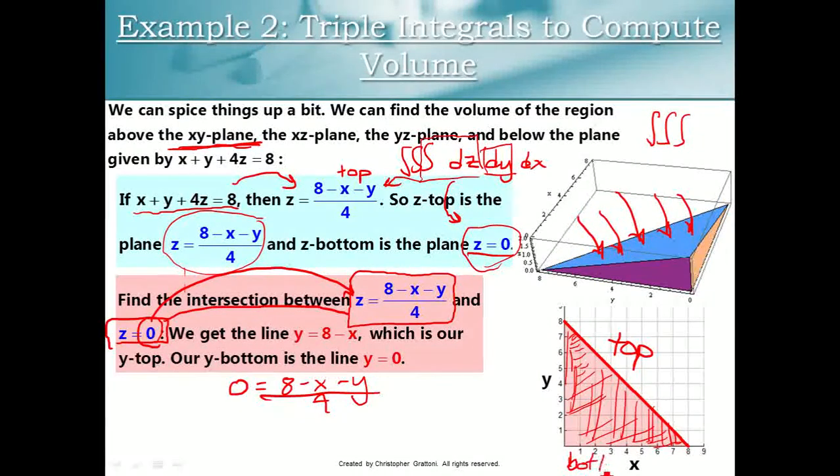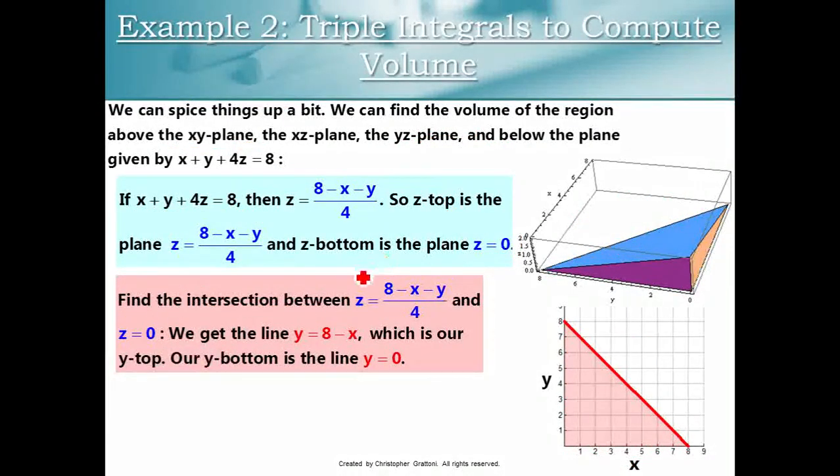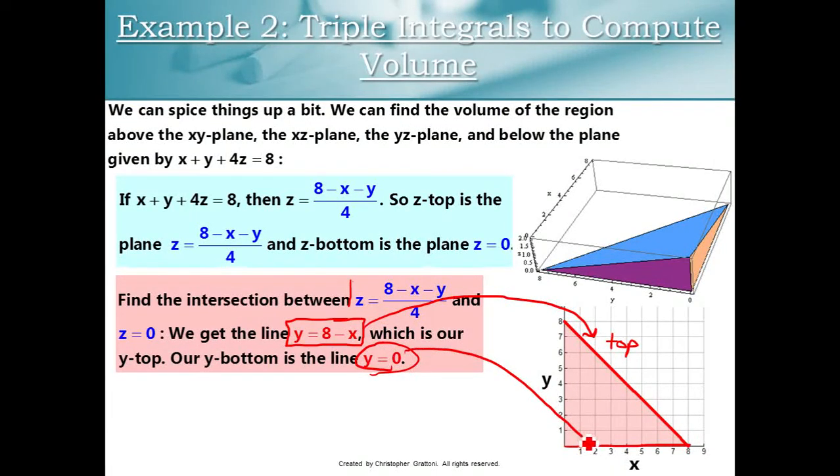This is just like a double integral now. So if I solve the equation 0 equals 8 minus x minus y over 4, of course when you go through that process, you end up getting y equals 8 minus x. So that's your top bounding curve now for your middle integral. And then you can see right here, this is pretty straightforward. Your bottom bounding curve is y equals 0. So that's my second integral in my triple integral. And then you can see in the picture here, x goes from 0 to 8. So your dx integral is going to go from 0 to 8.